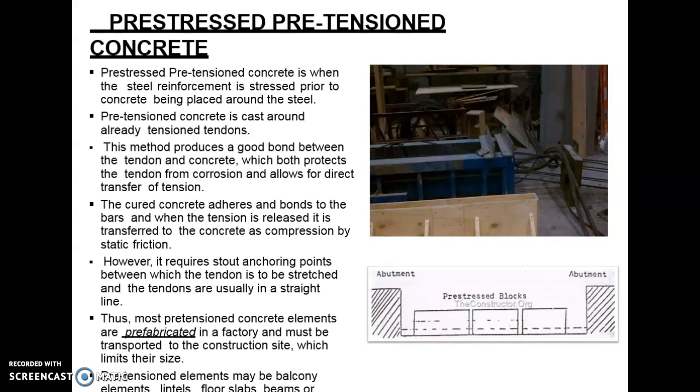Prestressed pre-tensioned concrete. Prestressed pre-tensioned concrete is when the steel reinforcement is stressed prior to the concrete being placed around the steel. Pre-tensioned concrete is cast around the already tensioned tendons. This method produces a good bond between the tendon and concrete, which both protects the tendon from corrosion and allows direct transfer of tension. Thus, most pre-tensioned concrete elements are prefabricated in a factory and must be transported to the construction site.